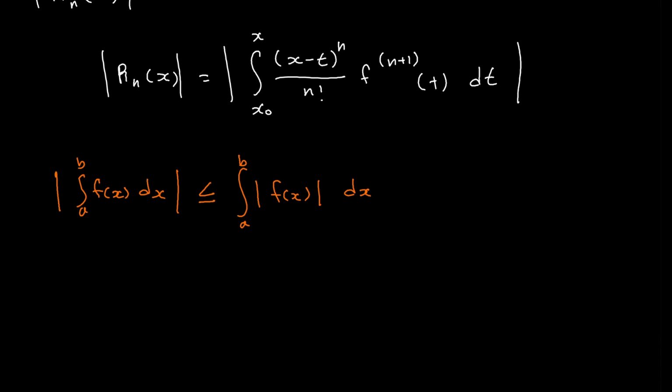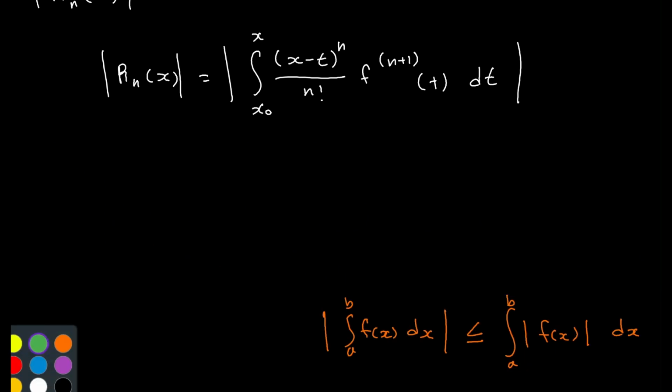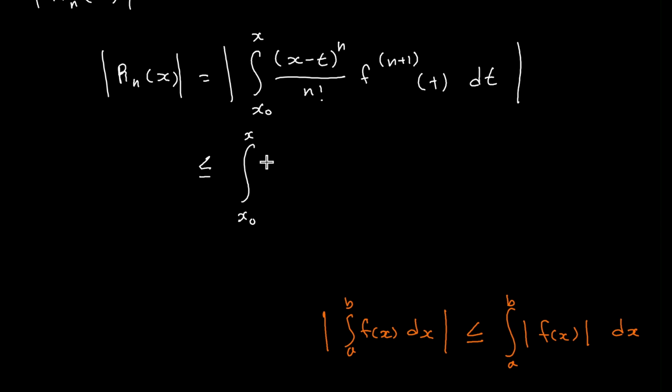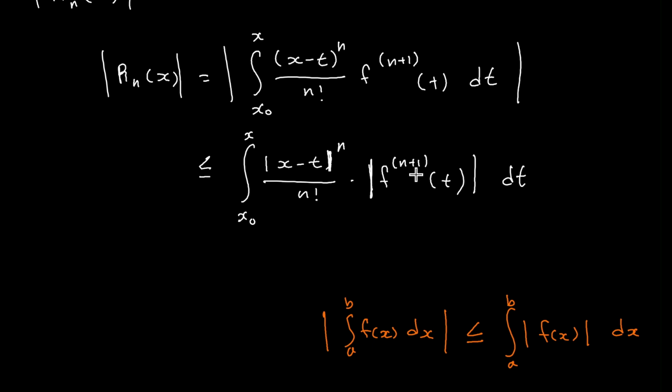So if we use this knowledge, we know that the absolute value of R sub n of x is going to be less than or equal to the integral from x naught to x of the absolute value of this function. I'm going to split up the absolute value across this function, so absolute value of x minus t to the power of n over n factorial times absolute value of f n plus 1 of t dt. Usually in practice, you decide what n is, so you're going to know what the n plus 1th derivative of your function is.